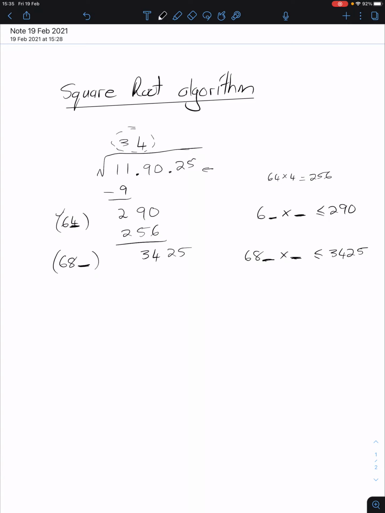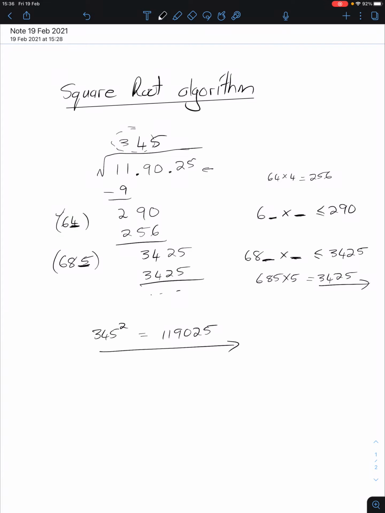And if you take 685 times 5, that will equal 3425 exactly. So this will be 5, and we've got a 5 on top. 3425. And then you're left with 0. So 345 squared is then equal to 119025. And that is the algorithm.